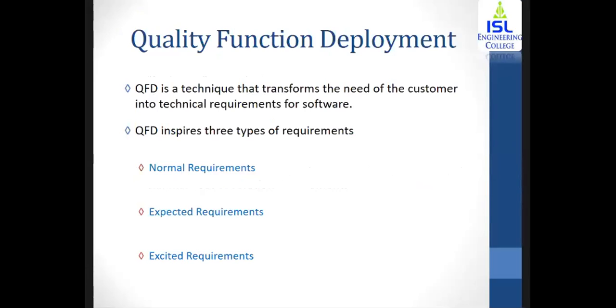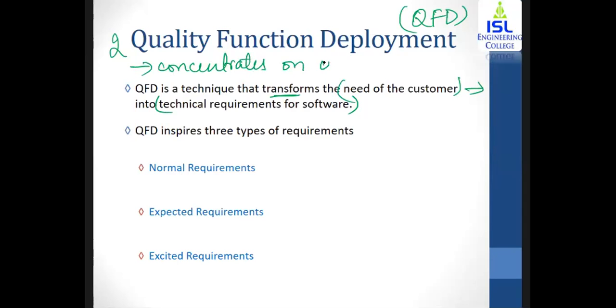The next phase is quality function deployment. The second phase is also called QFD, quality function deployment. Now what is QFD? QFD is a technique that is going to transform the needs of the customer into technical requirements. That is, what the customer wants within the software, you're changing into technical requirements, that is, what the software can achieve. Now this QFD concentrates more upon customer satisfaction.